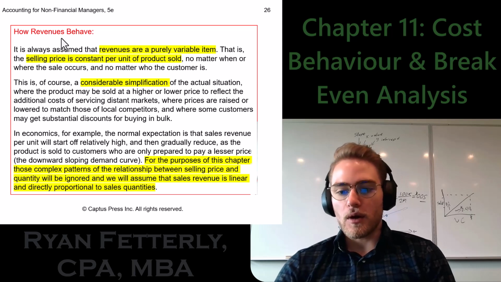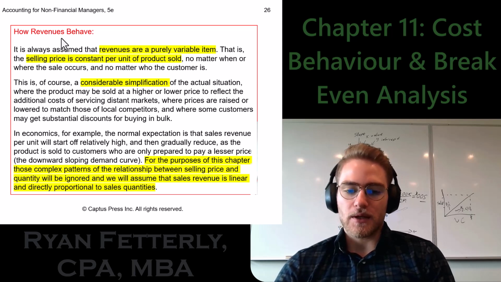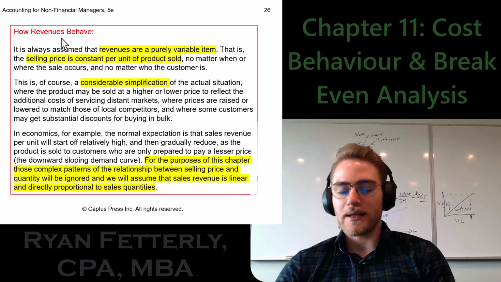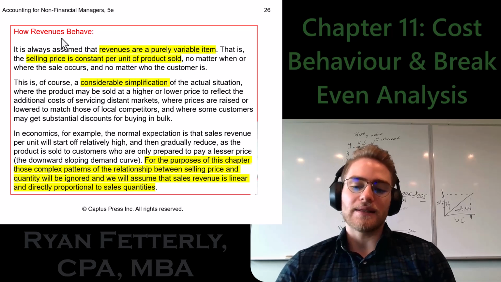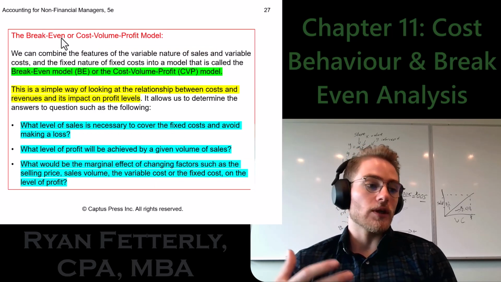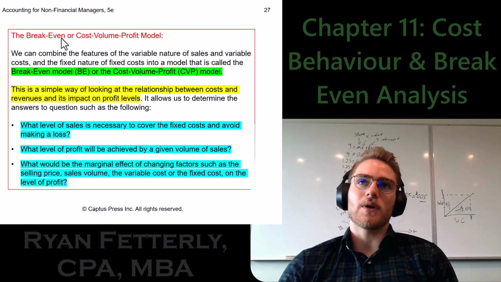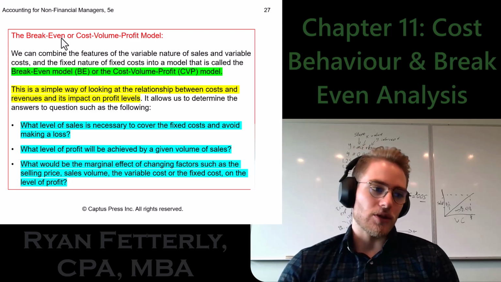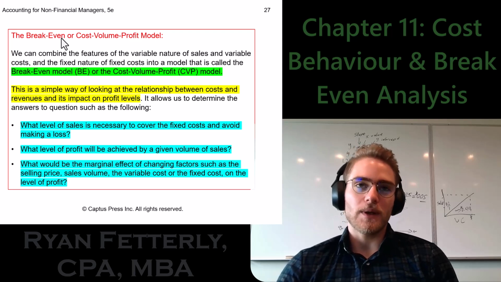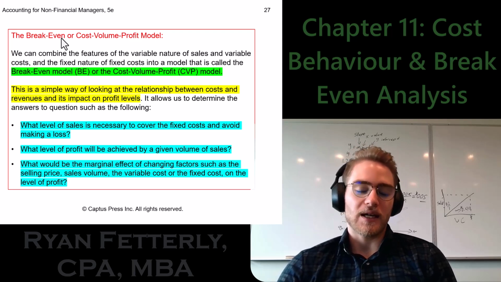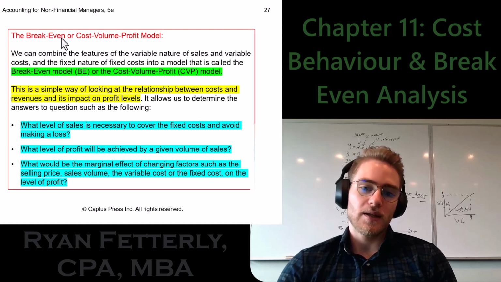Market skimming. So, for the purposes of this chapter, those complex patterns of relationships between selling price and quantity will be ignored. We're just going to assume that sales revenue is linear and in direct proportion to sales quantities for learning purposes, so that you can at least understand this model. Once you understand the model, as things get more complex, you can apply it to more complex situations and make more complex assumptions. But for now, for learning purposes, we're going to assume a fixed rate.